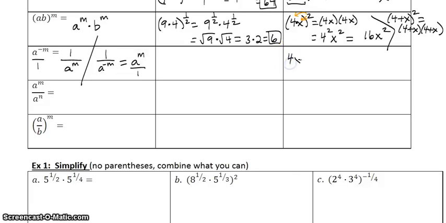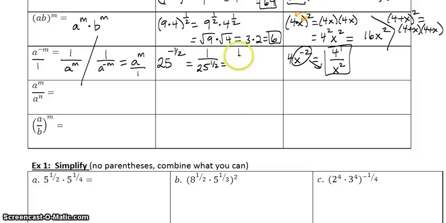So let's say I had 4x to the negative 2 power. Now notice there's no parentheses here, so the negative 2 exponent is only with the x. But that moves to the bottom of my fraction, and again 4 stays on top because 4 doesn't have an exponent, or really it's a positive exponent. And this is my final answer. With numbers, let's say I had this, 25 to the negative 1/2 power. That becomes 1 over 25 to the 1/2 power. And again, a 1/2 exponent is a square root. So the final answer for this one is 1/5.